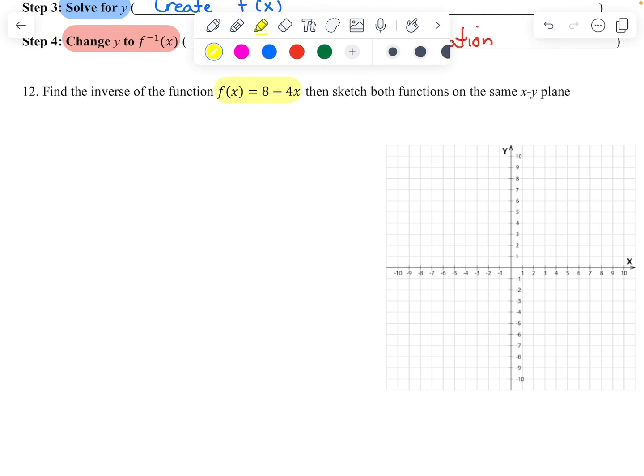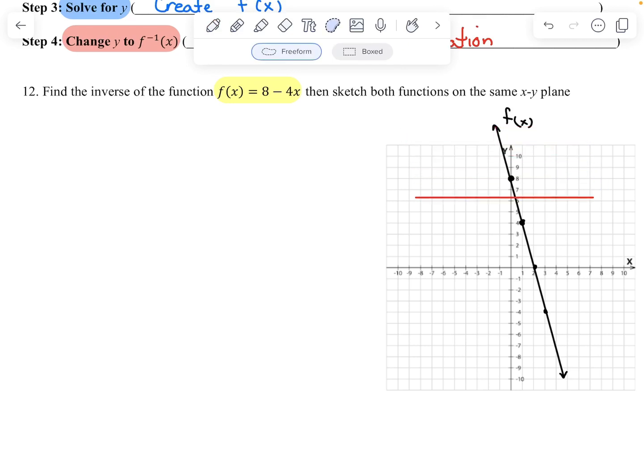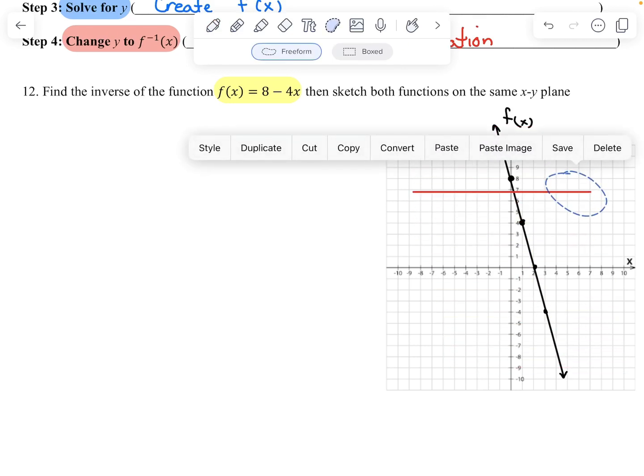So I'm going to start by sketching f of x first, just to verify that it is indeed a one-to-one function. F of x is linear, and it has a vertical intercept at (0, 8) and a slope of negative 4. So from (0, 8), I'm going to go down 4 to the right one, down 4 to the right one, down 4 to the right one. Okay, so f of x is indeed a one-to-one function because it passes the horizontal line test.